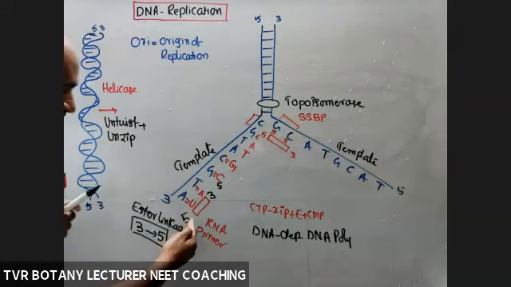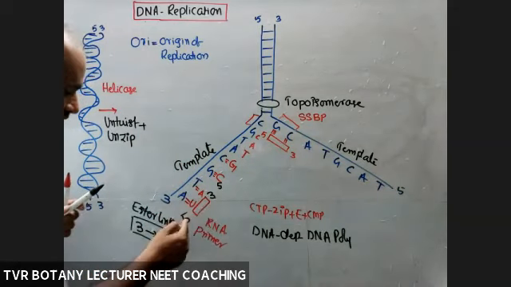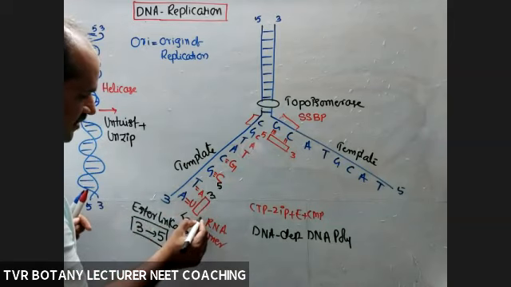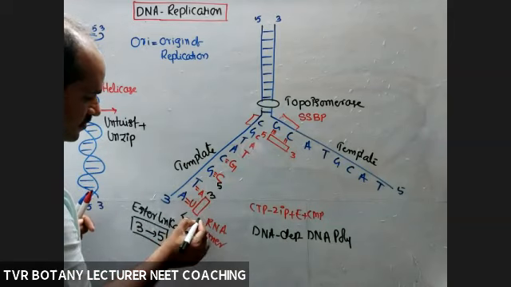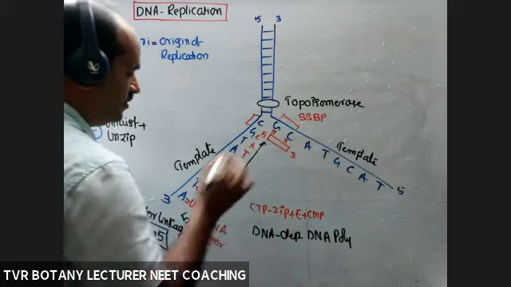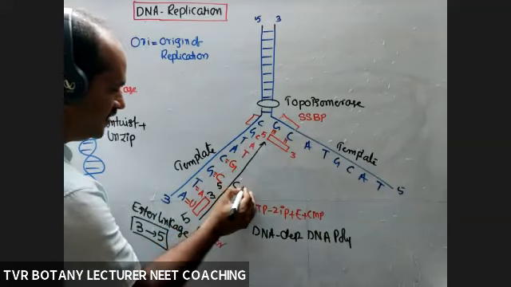And what about polymerization of the new strand? The new strand is produced in 5 to 3, so continuously this strand is produced. I'm taking it separately: this one is continuously produced.